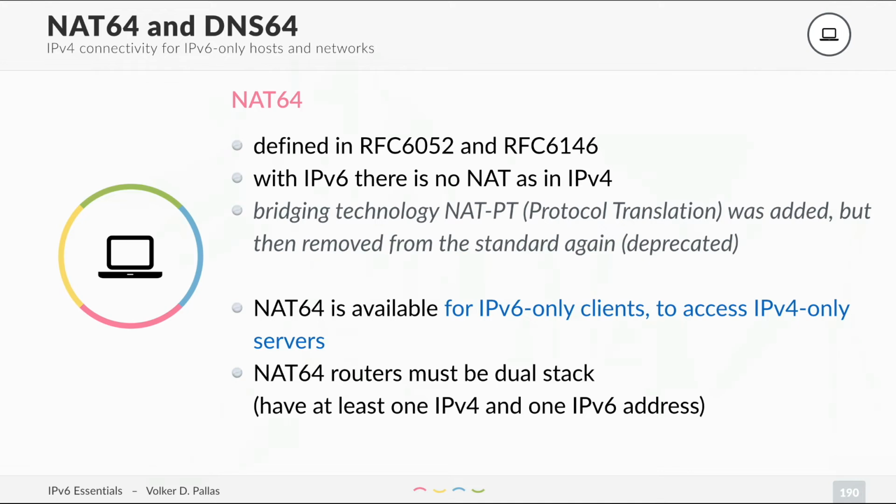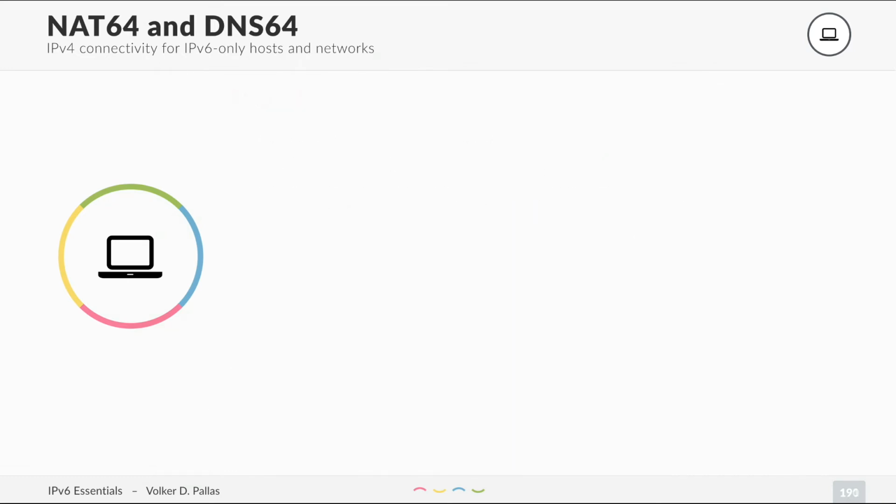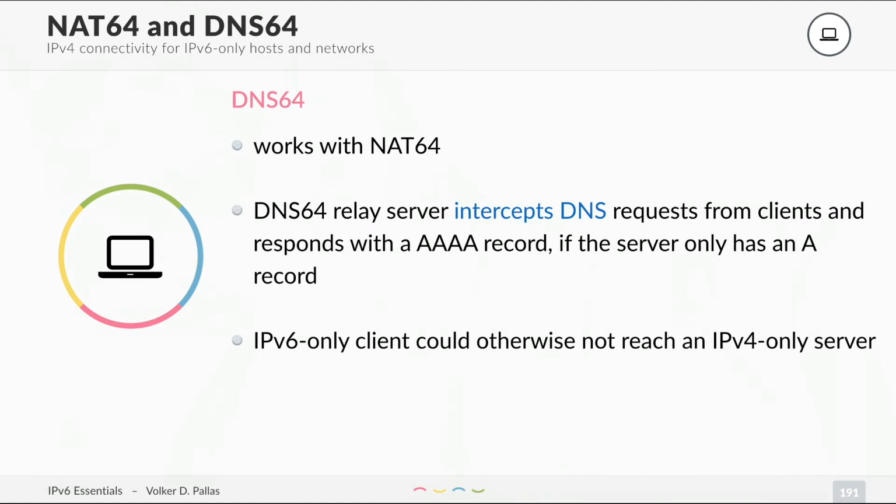For NAT64 you need routers. They must be dual stack, so they must have an IPv4 address and they also must have an IPv6 address. Remember, you connect using IPv6 to this router, and the router can send IPv4 packets to the destination that is IPv4 only. In conjunction with NAT64, there is DNS64.